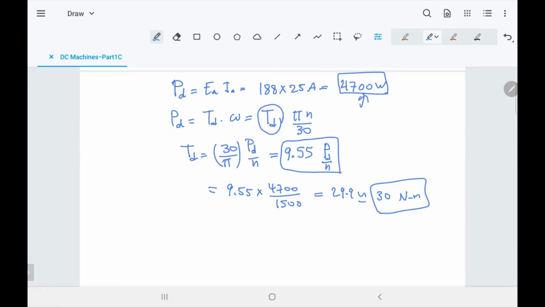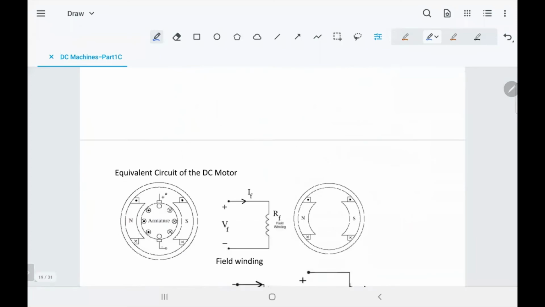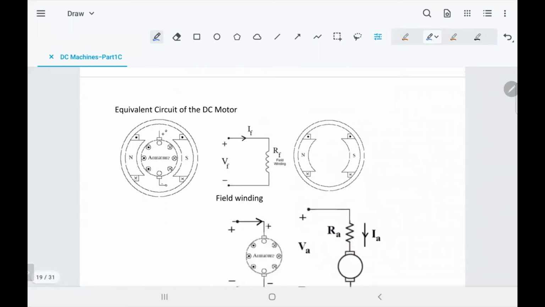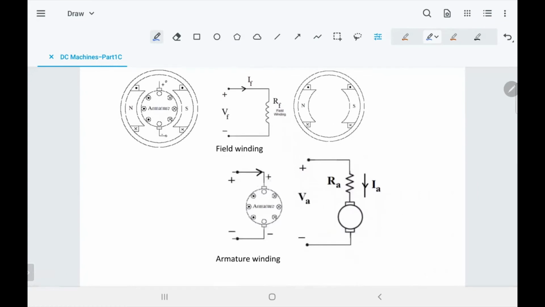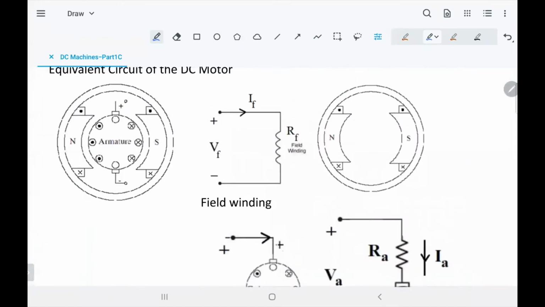Now let's go to how to represent the DC machine as a circuit so we can analyze it. And this is the fun part. In front of you here you have two poles, north and south. That's the field. And by the way, there are windings. When you see the dot, it means that there is wire coming out. When you see X or cross, it means that wire is coming in.